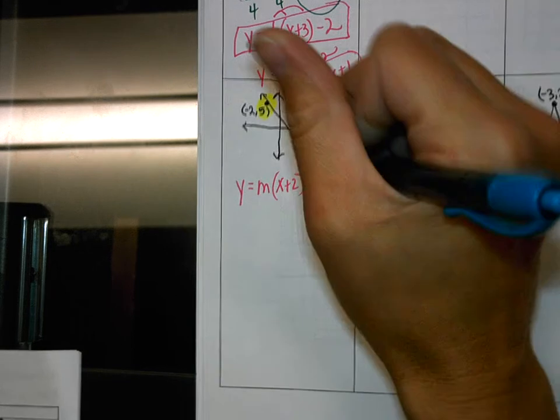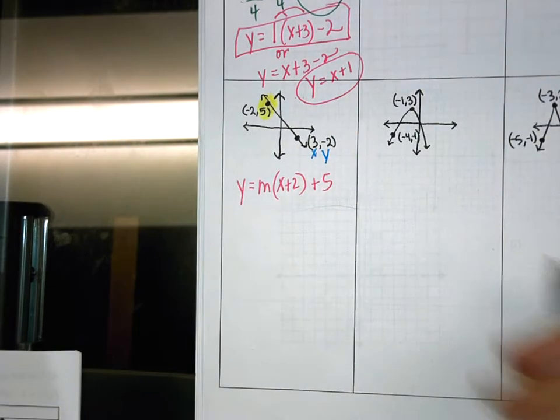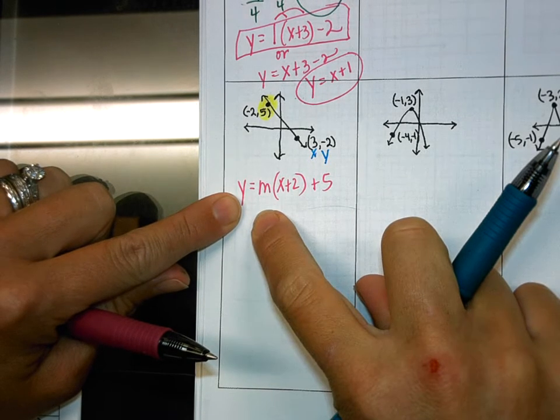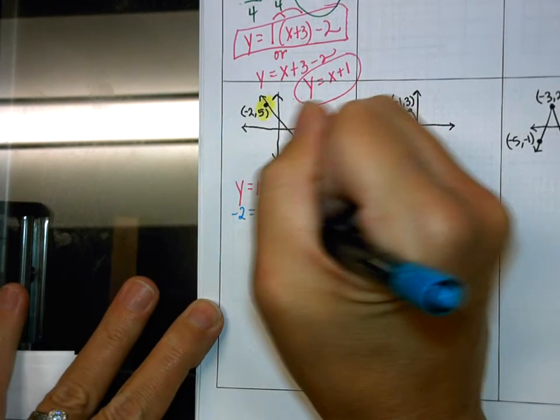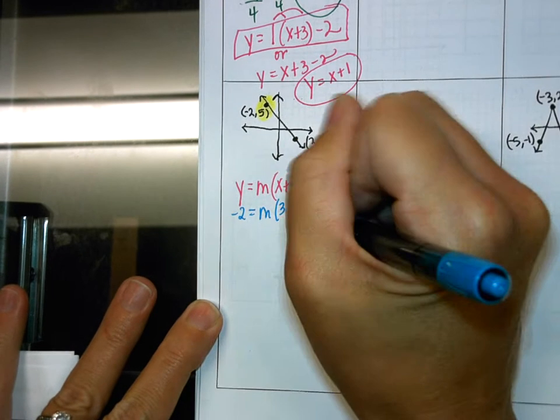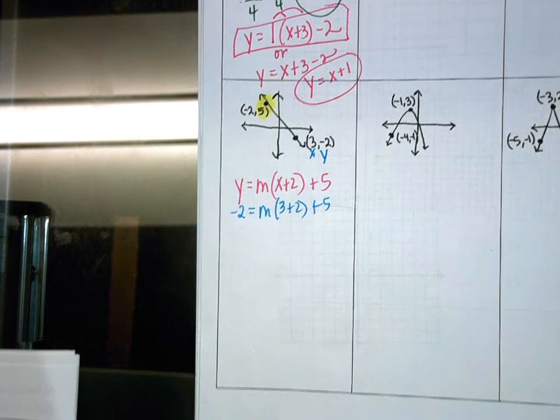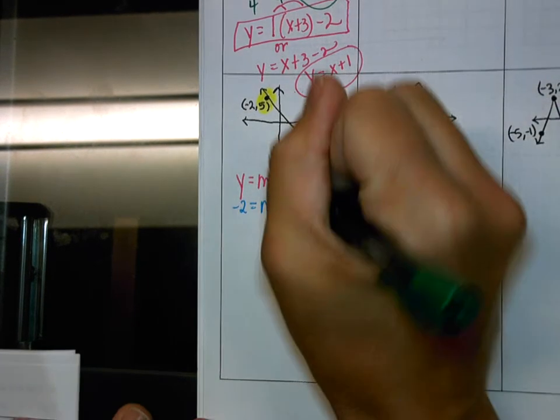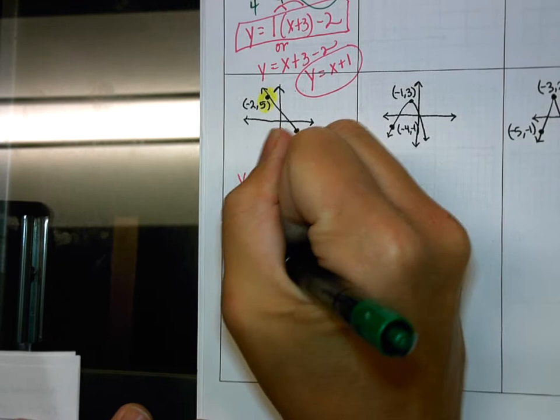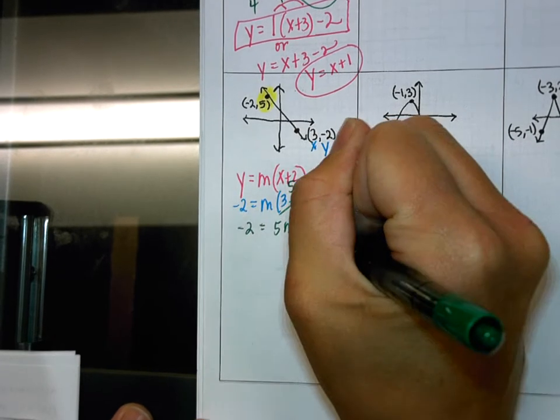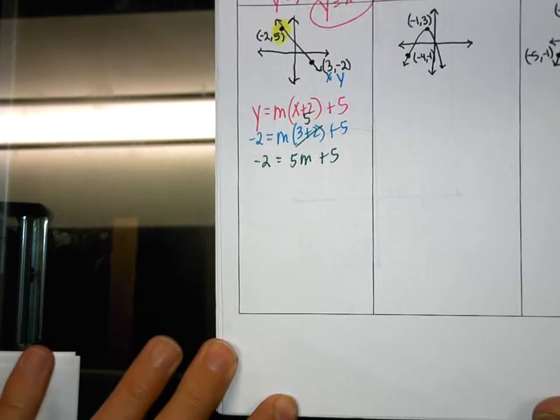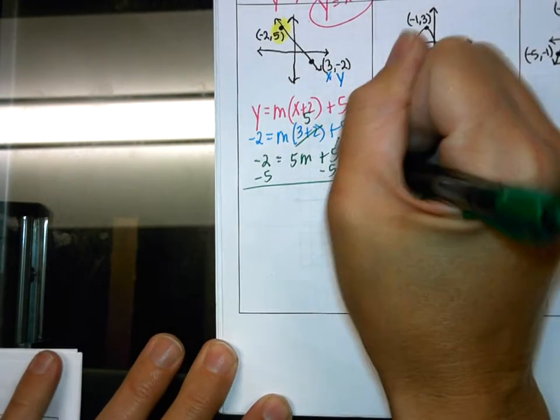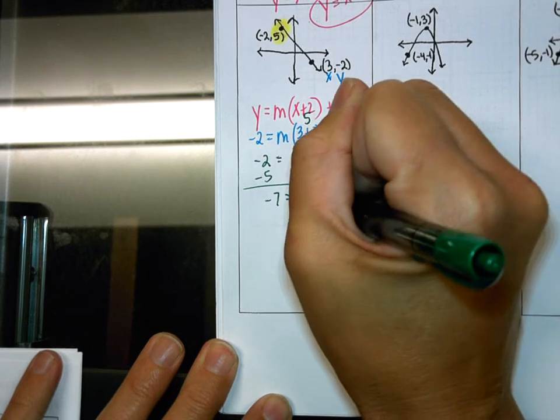Okay, to find the slope, we plug in this for x and y. I'm taking these x and y values and plugging them into x and y in this equation to solve for m. I have -2 equals m(3 plus 2) plus 5. We simplify to solve for m, and we know that 3 plus 2 is actually 5. So I have -2 equals 5m plus 5. In order to solve for m, I would subtract 5 from both sides. I get -7 equals 5m.